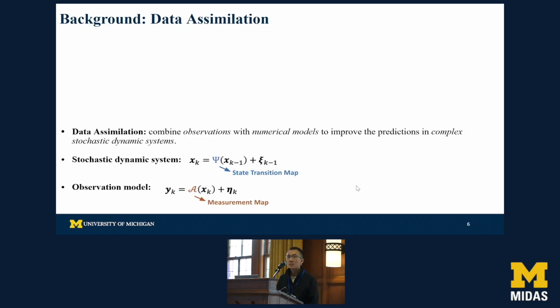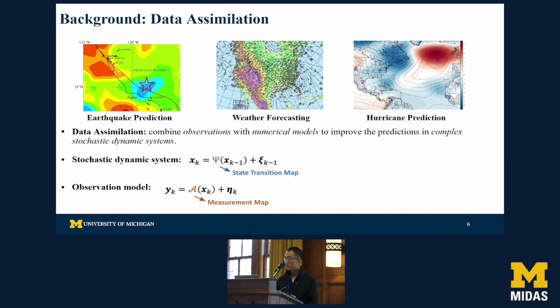This is called the data assimilation problem, where we want to combine observations with numerical models and methods to improve the prediction in complex stochastic dynamic systems. Solving such a problem has many scientific applications, like earthquake prediction, weather forecasting, and hurricane predictions. This kind of problem appears ubiquitously in science and engineering. But the question is, how can we solve it?